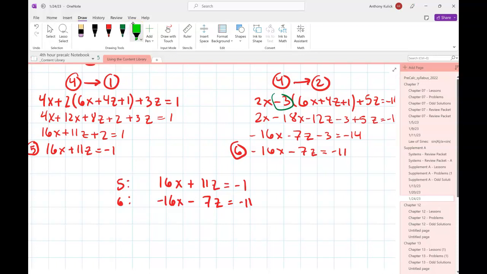Elimination. Elimination, good. Why? Because 16 and negative 16. Yeah, look, they're ready to cancel each other out. All I have to do is just add straight down. That's like the best case scenario, right? 100% dead on. Good job.